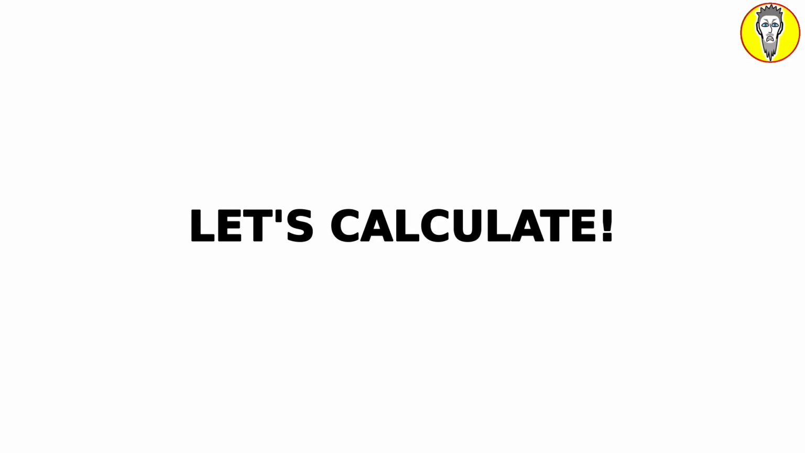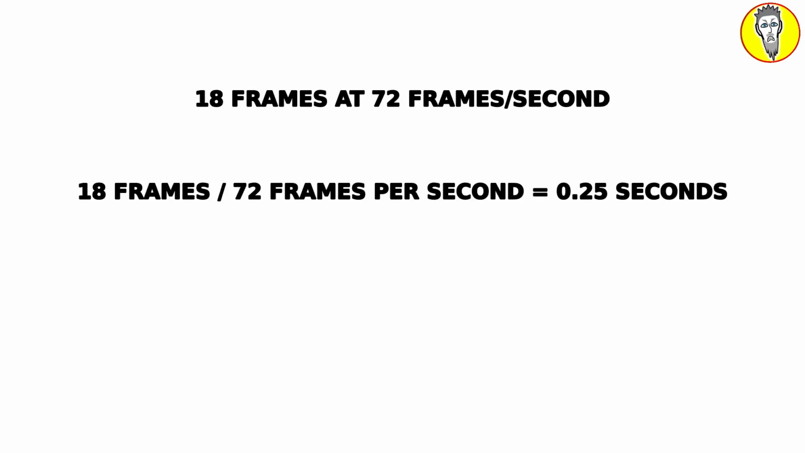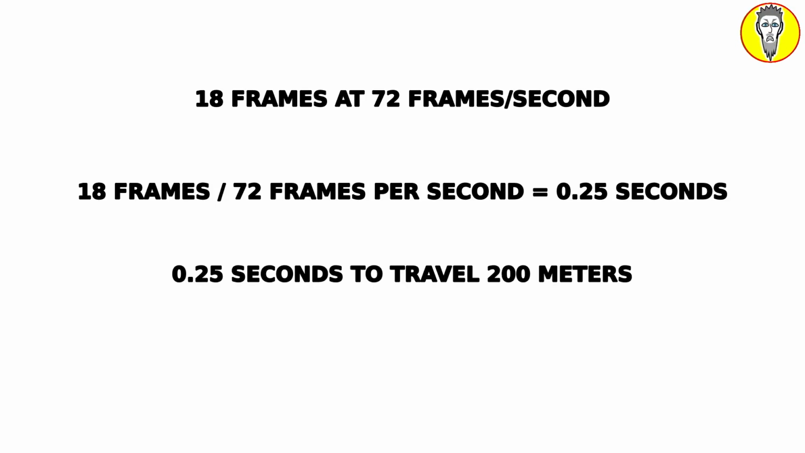When we recorded this and measured it, we took 18 frames at 72 frames per second to travel that 200 meters, right? From the start of when we took the shot to the time the bullet splashed, it took 18 frames in total. To calculate our bullet speed, the first thing we need to know is how long the bullet was in the air. We just divide the number of frames by the frame rate, which is 18 frames divided by 72 frames a second, which is 0.25 seconds, or about a quarter of a second. So that's 0.25 seconds to travel 200 meters.